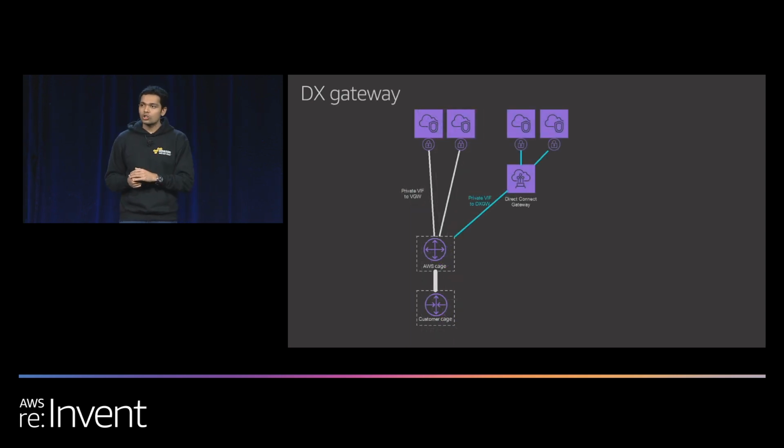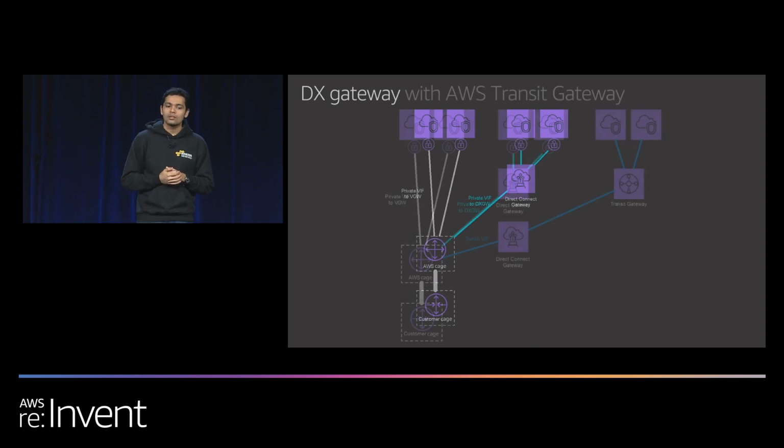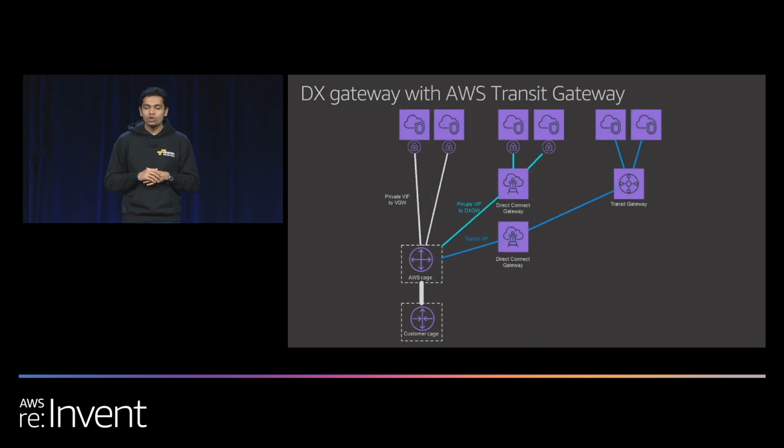In the second approach, you can terminate your private VIF on a Direct Connect gateway, and that Direct Connect gateway can be attached to 10 VPCs, which could be spanning across multiple regions. And in the third approach, you can configure a transit virtual interface, terminate your BGP session on a Direct Connect gateway, and this Direct Connect gateway can be attached to 3 transit gateways across multiple regions.